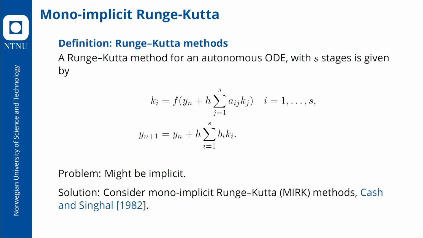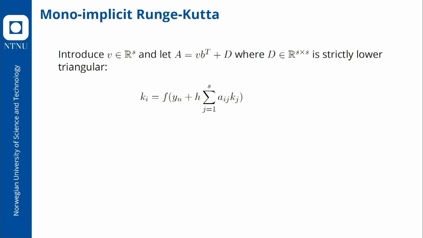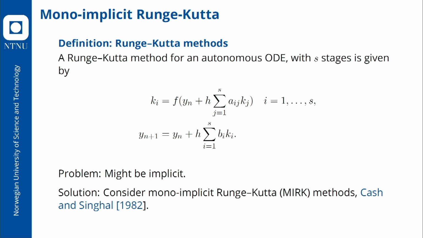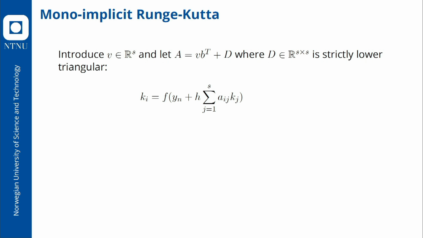higher order. One solution to this is to consider the class of mono-implicit Runge-Kutta methods that were introduced in the 80s, which are a subclass of Runge-Kutta methods, where we introduce a coefficient vector v and a strictly lower triangular matrix D, and we reformulate our coefficient matrix A to be a sum of the outer product of v and b and this strictly lower triangular matrix.